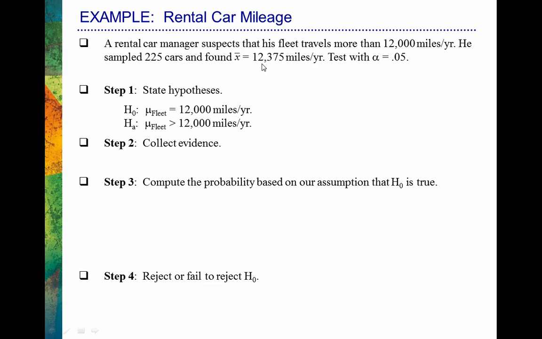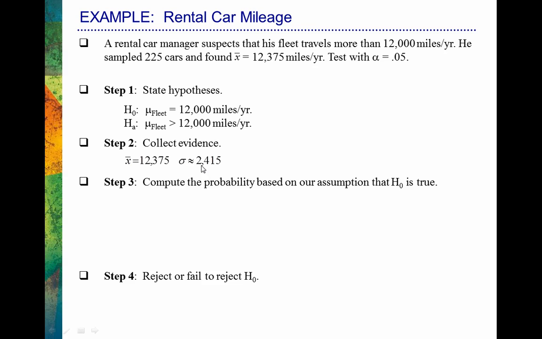So now we're going to collect some evidence, and we have some evidence that I've provided you. So from these 225 cars, we found that the sample mean miles driven is equal to 12,375, and let's just assume that the standard deviation is equal to 2,415 miles.